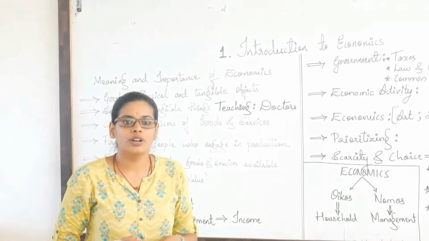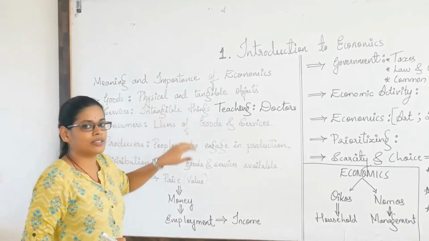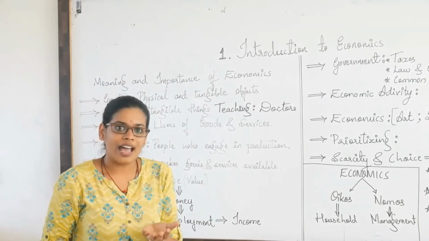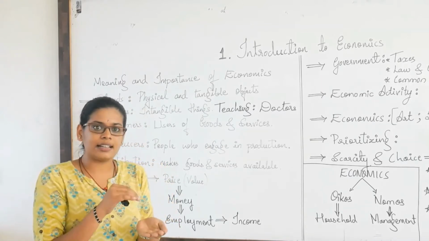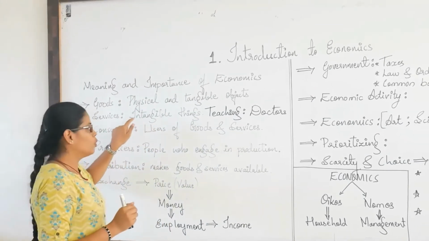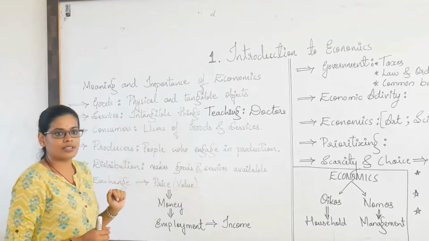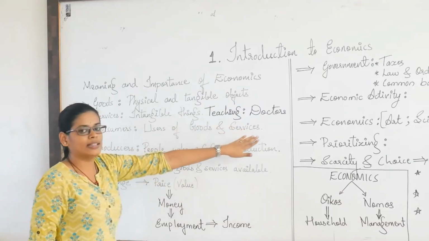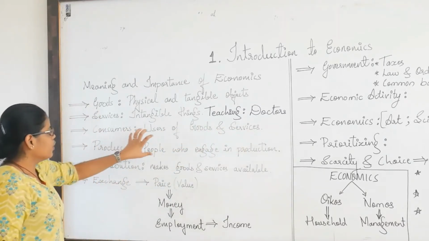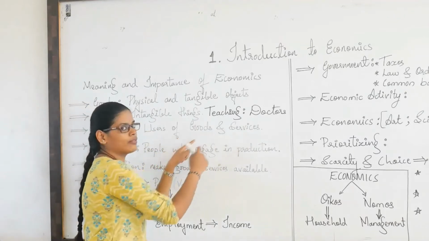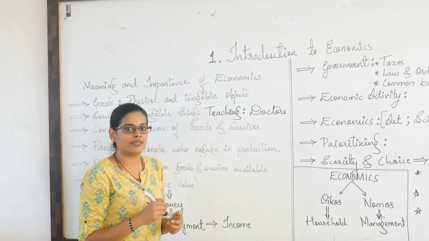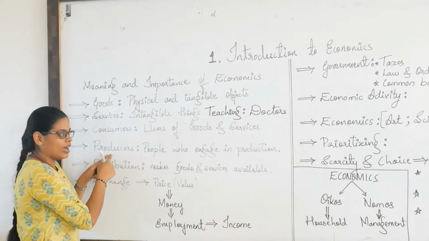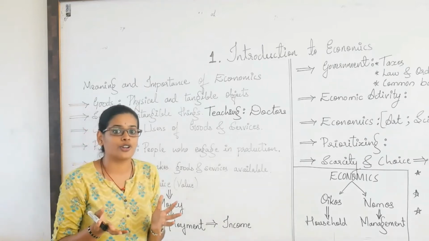Who is going to consume all these goods and services which are produced in an economy? So we should have consumers, and consumers are those people who consume both goods and services. So for consumers we say the users of goods and services. Next, when we are utilizing these goods and services, who is going to produce them for us? The producers. Producers are those people who engage in the production of goods and services.